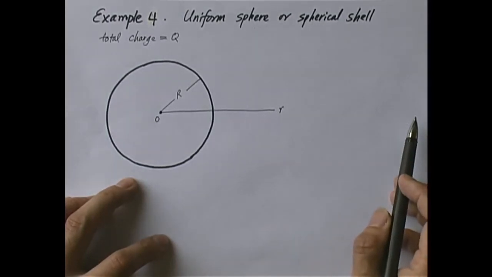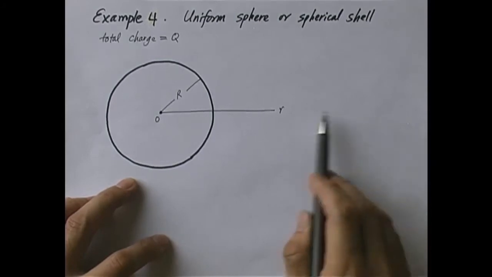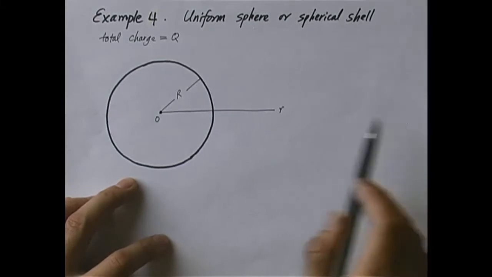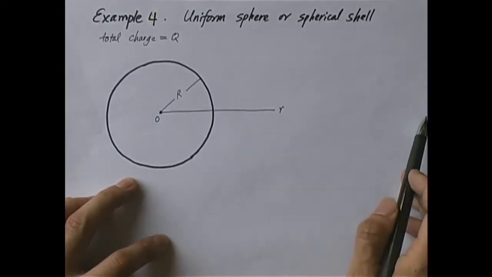And let's set the 0 point of the potential at infinite far away for simplicity. What I want to know is what is the potential V as a function of r. You know it's 0 at infinity.